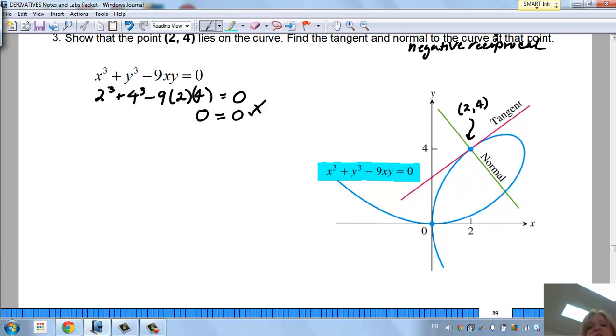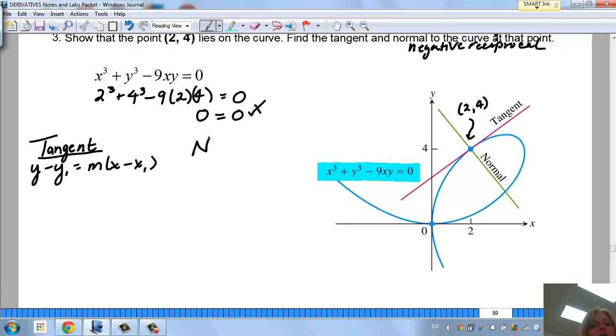So we have the equation of the tangent line. Let's set it up here. So here's the tangent line, and you know the tangent line is going to be y minus y1 equals m times (x minus x1). And the normal line is going to be the same thing, but when I put my equation in, I'm just going to change the slope to the negative reciprocal. So I'm just setting it up right now. Let's do our work here.